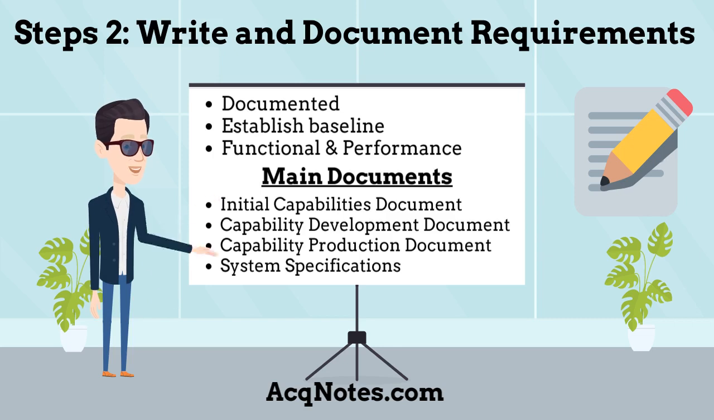Step 2 in the requirements development process is to write and document requirements. The requirements must be documented in order to establish a requirements baseline to start building a system and manage any changes. This step focuses on writing down the functional and performance level requirements into the appropriate requirements documents. The 4 main requirements documents on any defense acquisition program are: Initial Capabilities Document, Capability Development Document, Capability Production Document, and finally System Specifications.